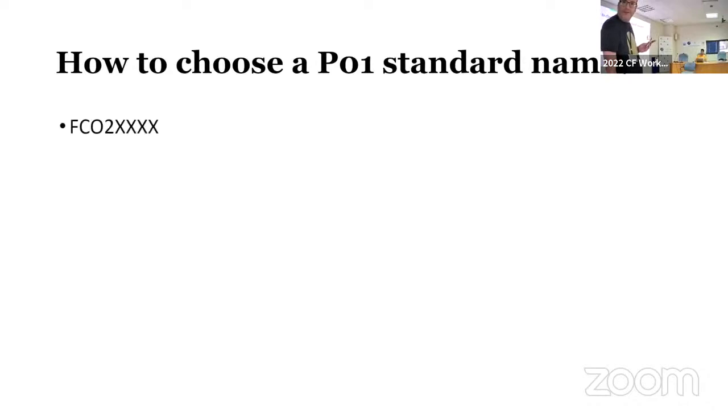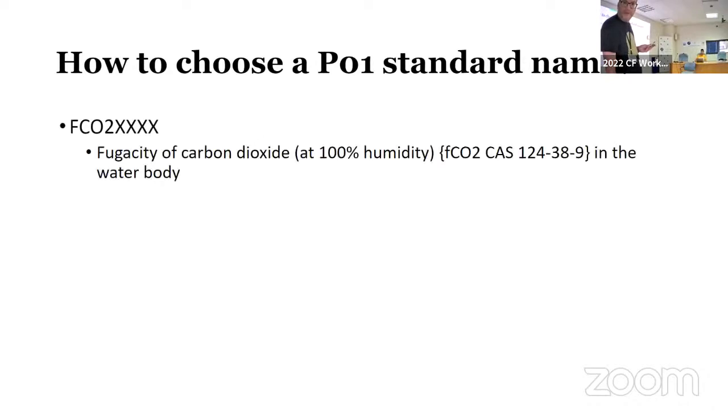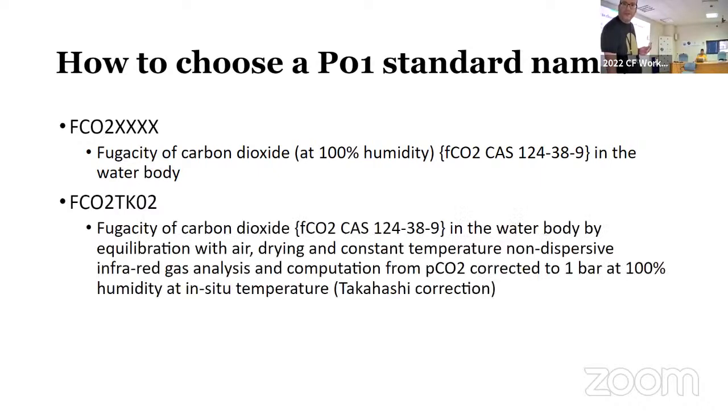For P01, I did a search for FCO2, and I got FCO2 XXXX, which is the fugacity of carbon dioxide, 100% humidity, yada yada, in the water body. Great. I also found FCO2 TKO2, which is fugacity of carbon dioxide in the water body by equilibration in air, drying and constant temperature, all that kind of stuff. P01 obviously has a slightly different philosophy to CF in terms of the metadata. There's an awful lot of stuff in there.